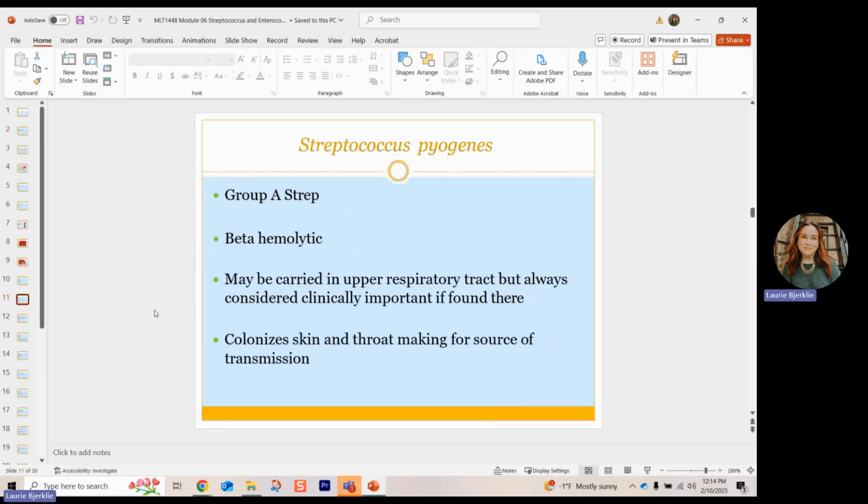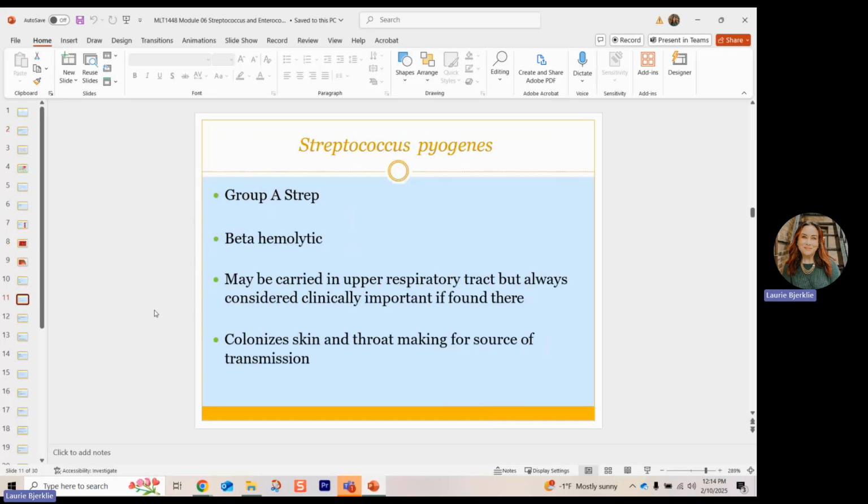It is not typically normal flora of our body. We can carry it. It can colonize, but we're not usually having it as normal flora. So a lot of times it is carried in the upper respiratory tract, but it's always significant if it is found there because this is the guy that causes strep throat. So we've all heard of strep throat. This is the main culprit of strep throat, strep pyogenes.